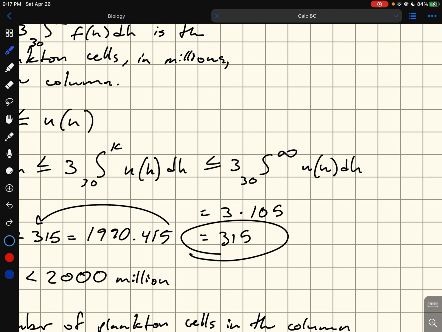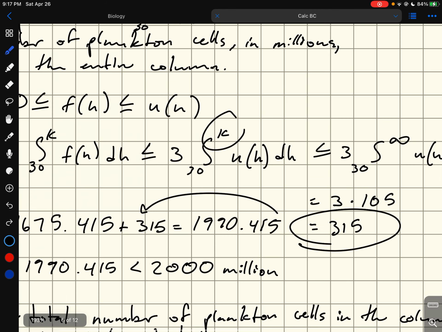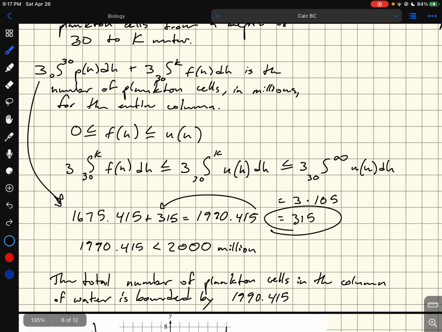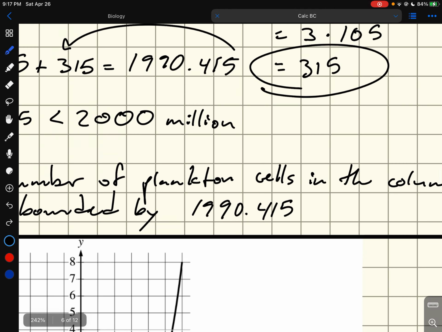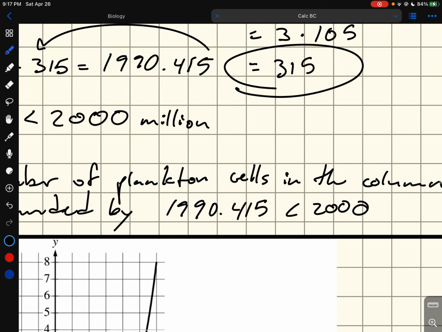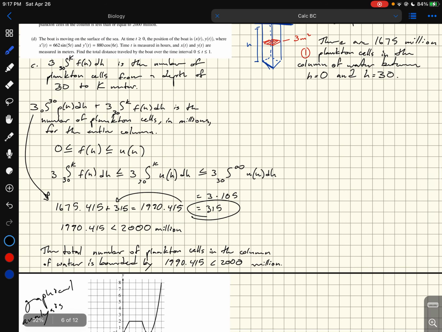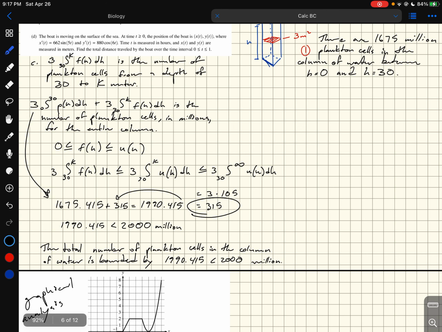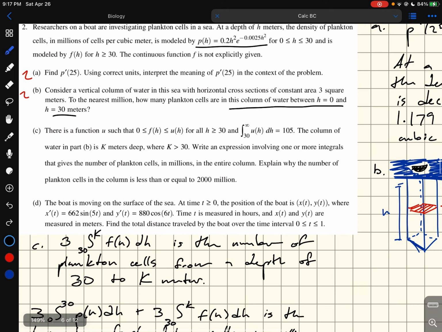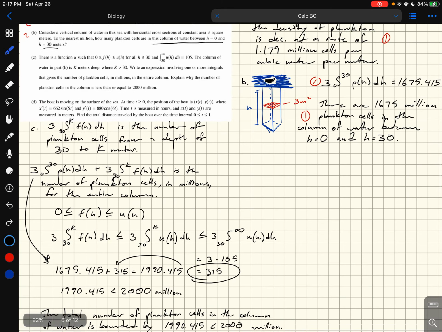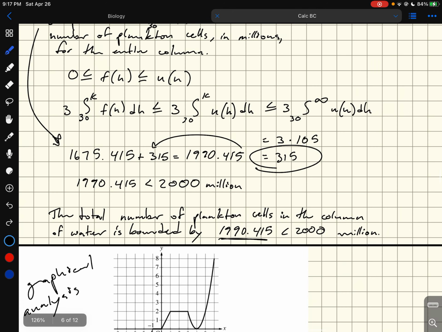So there's nothing bigger than infinity. And we only stop at k. So we know for sure that there's even less plankton cells in the column than this. And if this is less than 2,000 million, then for sure the actual number of plankton cells is less than 2,000. So that is our reasoning for why the number of plankton cells in the column is less than or equal to 2,000 million. Because this is bounded by this number. So at the very, very maximum, if the depth went on for infinity, it would not go past that number.